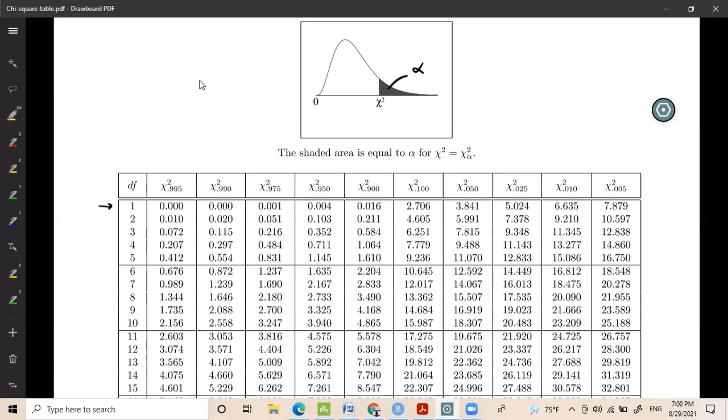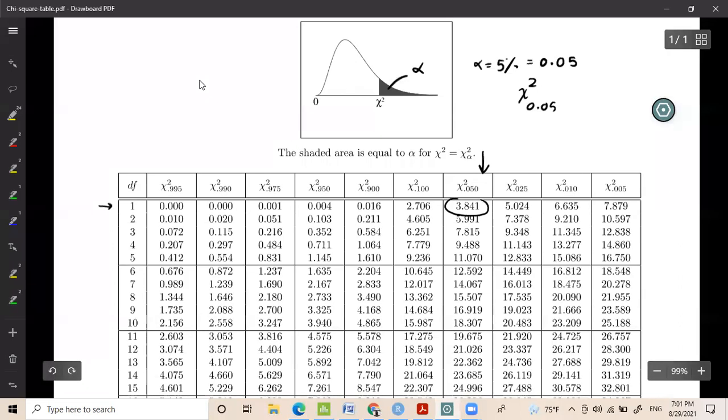So we need the chi-square. Now, if you think about alpha at 5%, so that will be 0.05. So we look for chi-square 0.05. Can you see this column? Right, so you have chi-square 0.05, degrees of freedom 1. Here's our critical value. Is that clear? That is our critical value, and it will differentiate the rejection region and the non-rejection region.